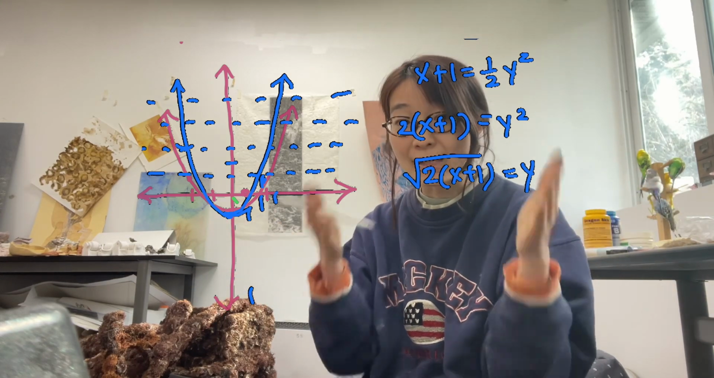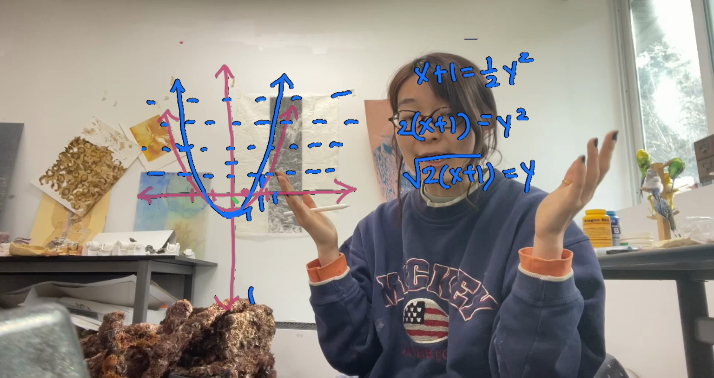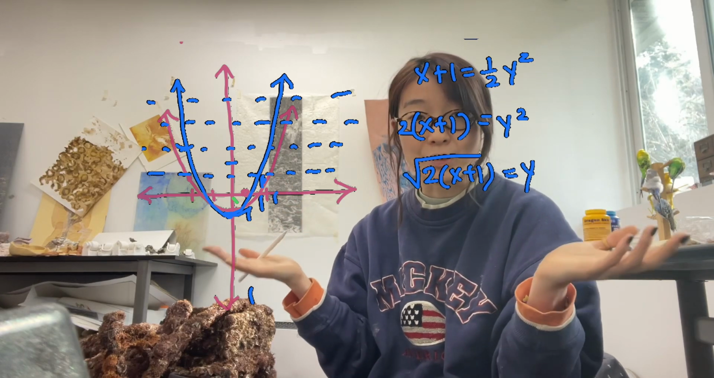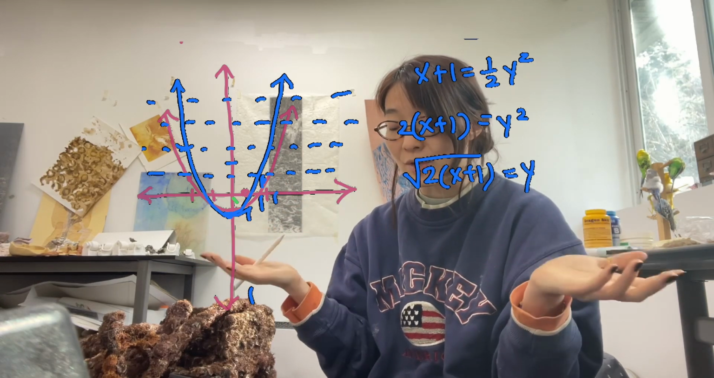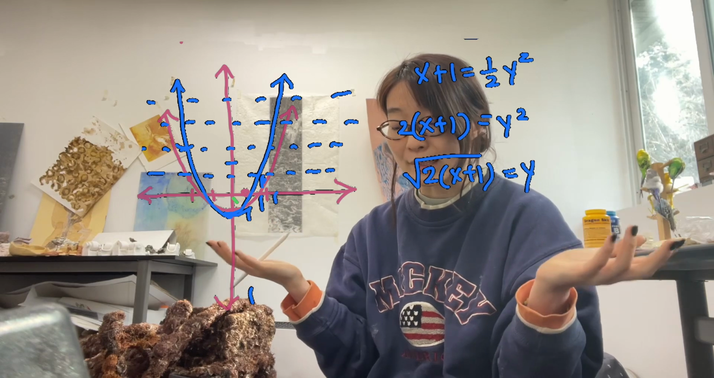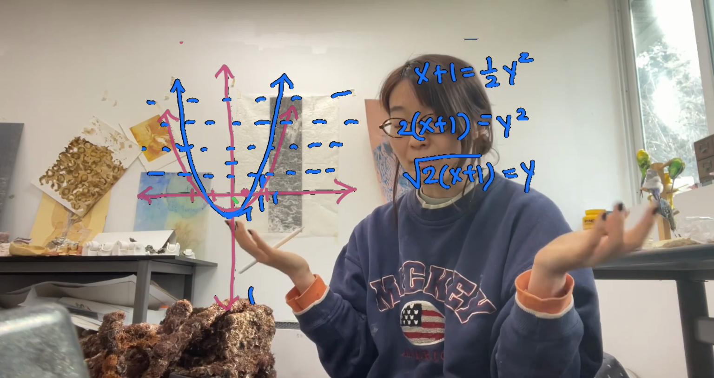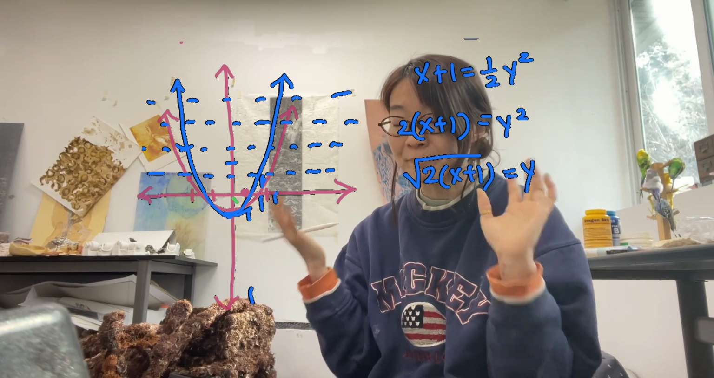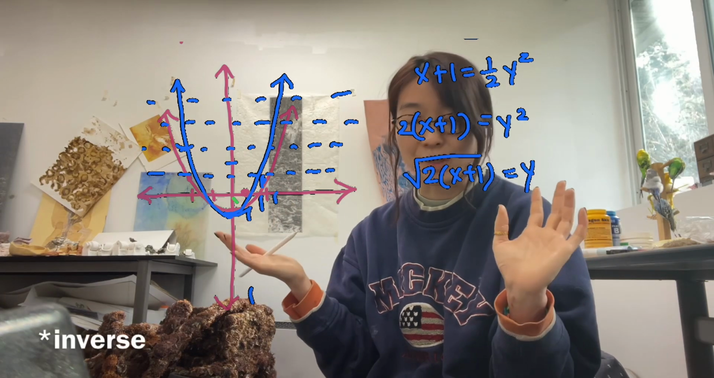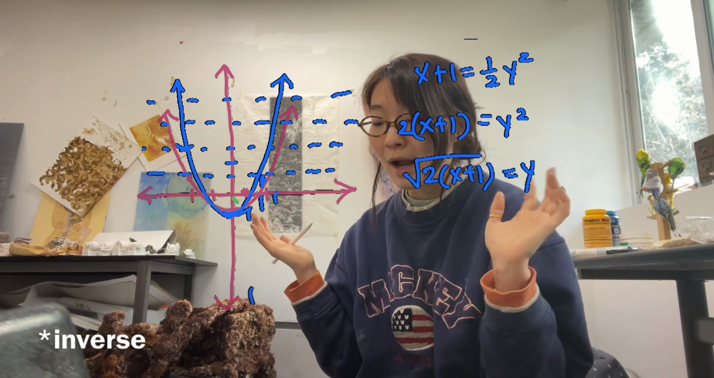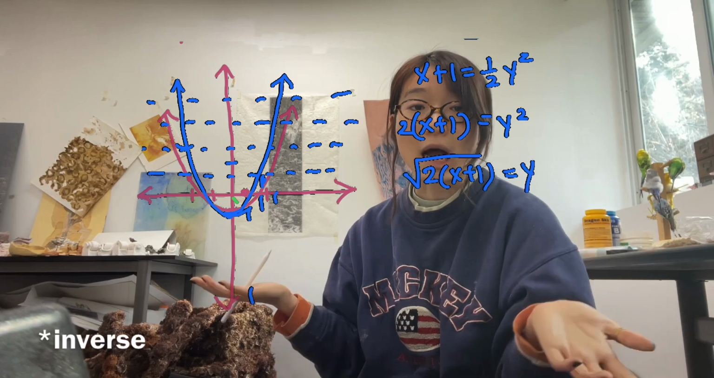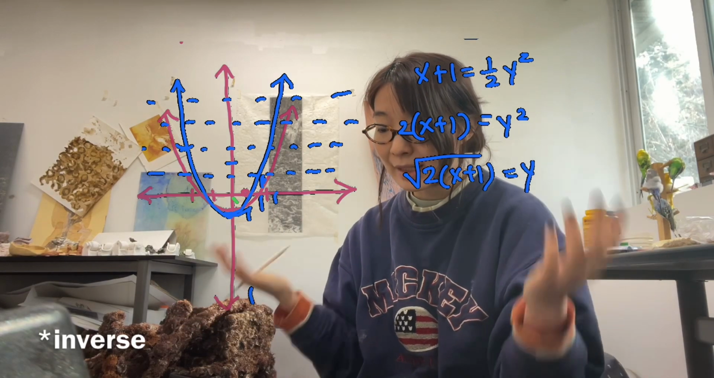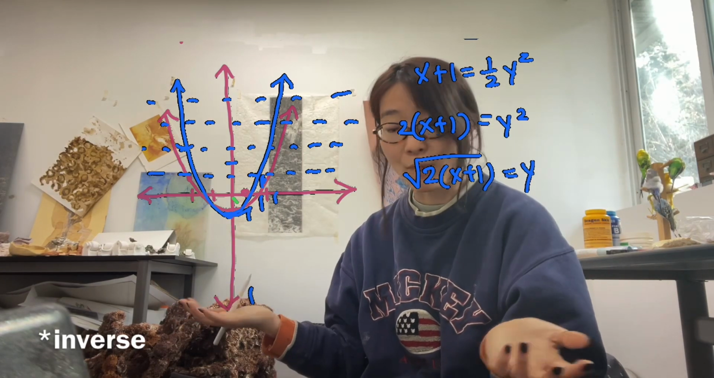The function would pass the vertical line testing, but it would not pass the horizontal line testing because, as you can see, we have multiple intersections. By multiple, I mean more than one per each horizontal line. So therefore, its inverse relation is not a function. Let's go ahead, try another one.